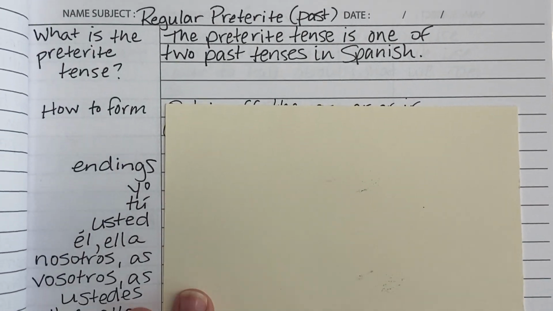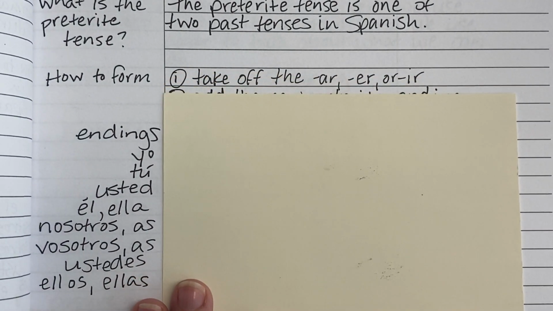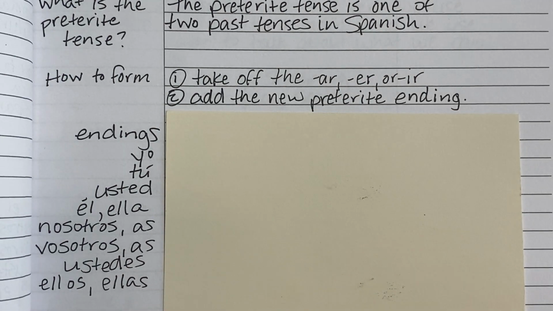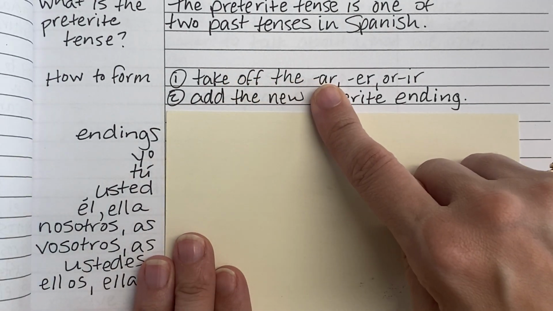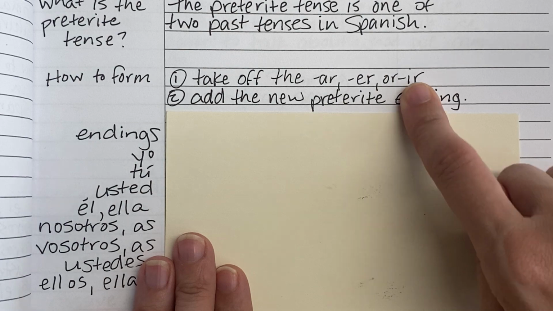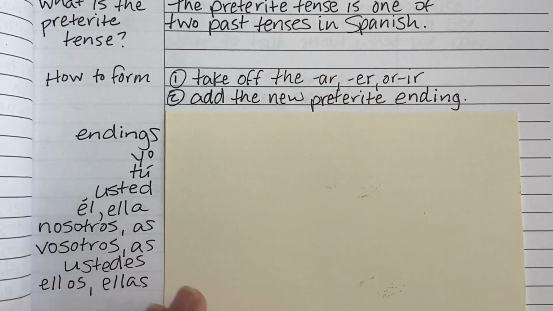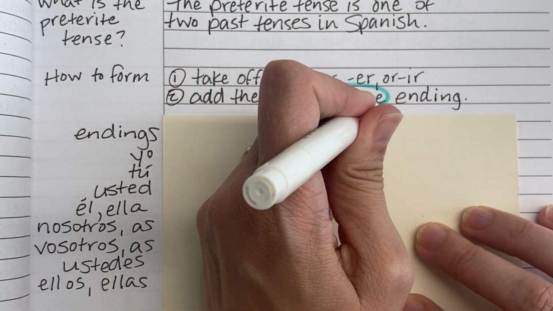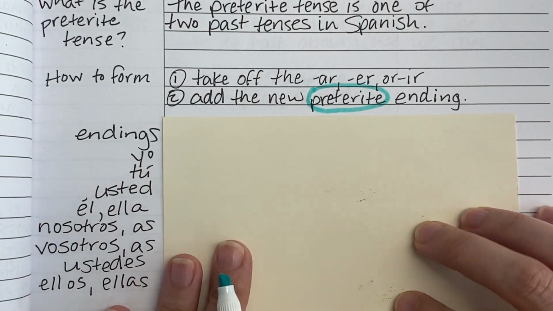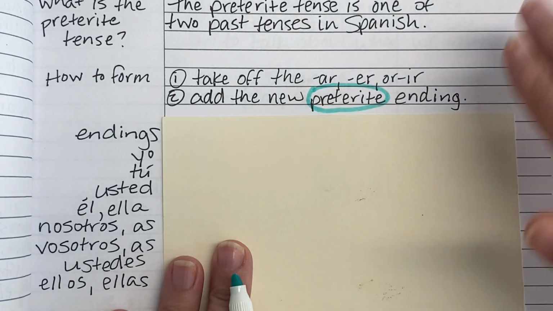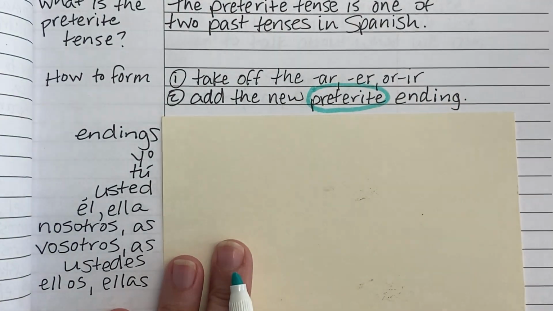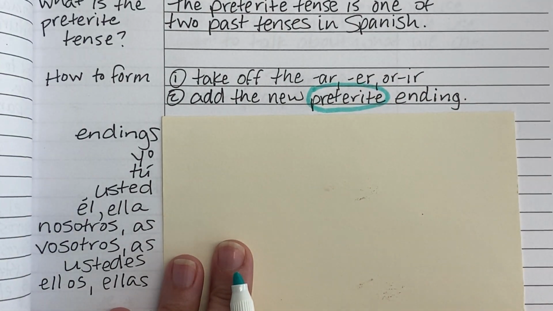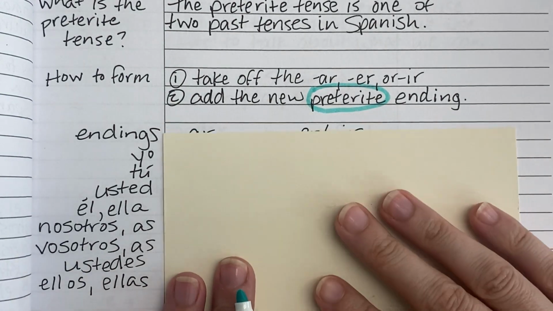How do we form it? We form it the same way as we do regular present tense verbs. First, you take off the AR, ER, or IR from the verb, and then you add the new preterite ending, and this is where it's different. We've spent a lot of time learning how to conjugate present tense verbs with the present endings. Now we're conjugating the verbs in the past tense, and so we're going to use a different set of endings. So let's take a look at those endings.